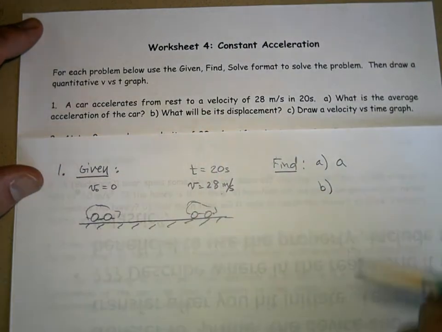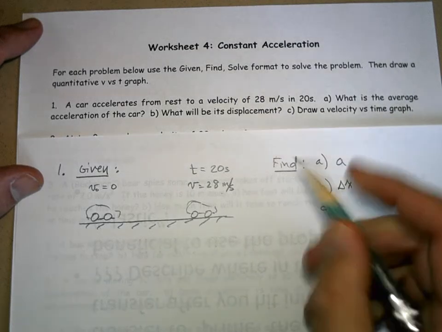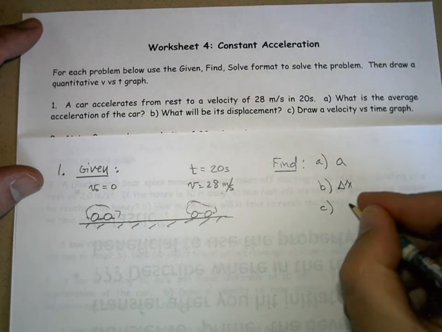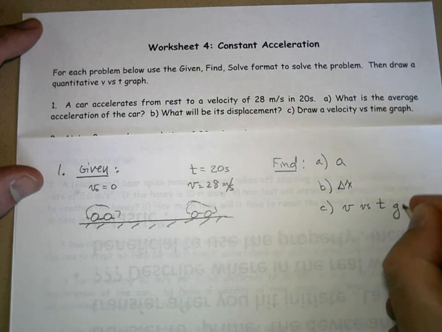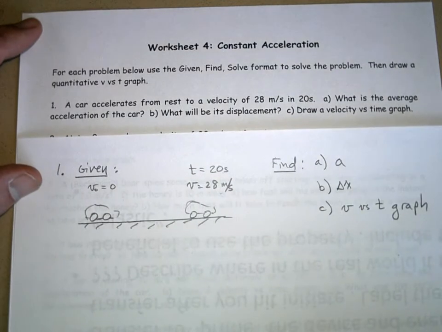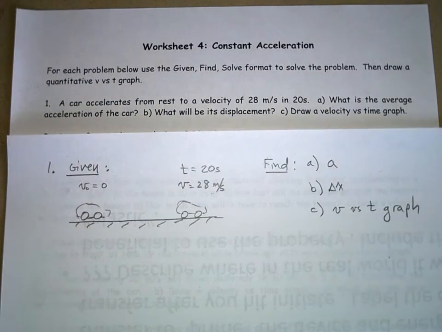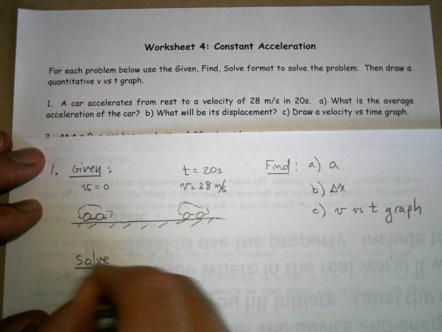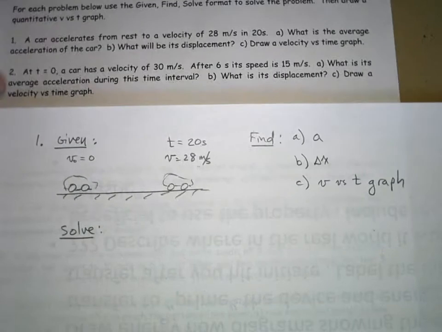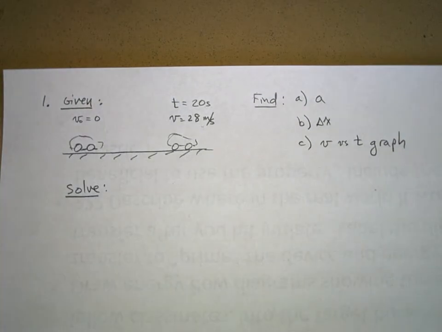What is its displacement? That means I'm trying to find delta x. And draw a velocity versus time graph. So I'll just put V versus t graph. Okay? So that's what you need to do rather than copy down the problem. And now we're going to solve it. But setting up a problem like this, in this way, you're halfway done.